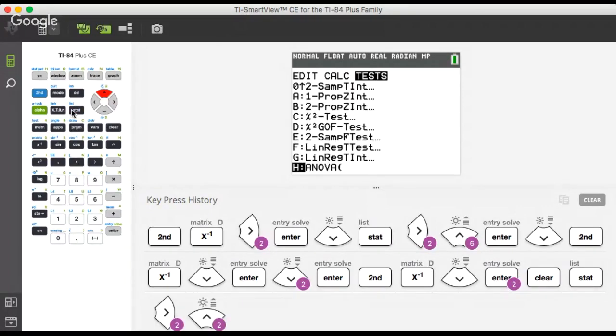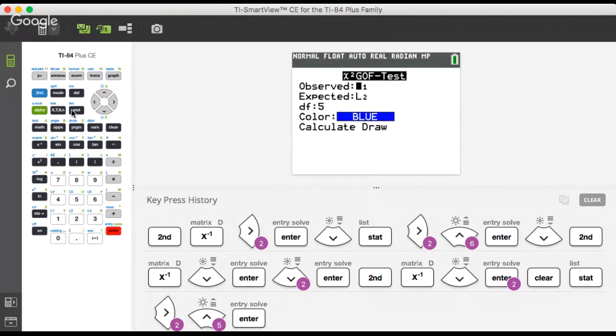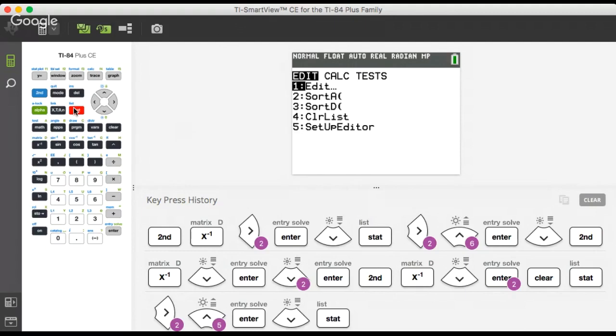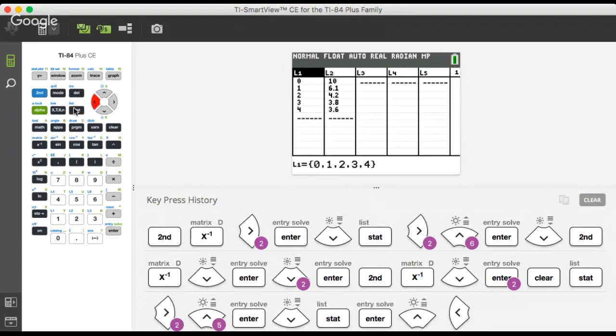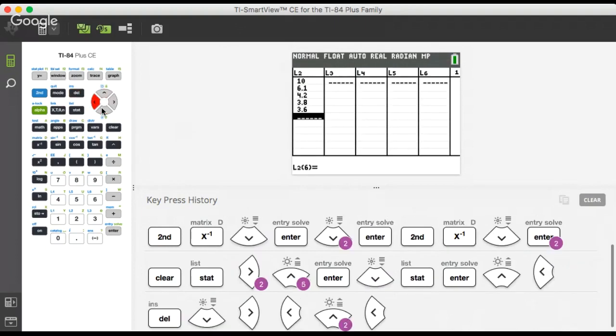And again, we live in test world, stat test. And we go to chi-squared goodness of fit test, which allows us to put in the observed and the expected. Now, before we do that, though, we've got to actually put in what is L1 and L2. So we go to stat. We go simply to edit. Again, we can always delete and just come downward if that helps us here.